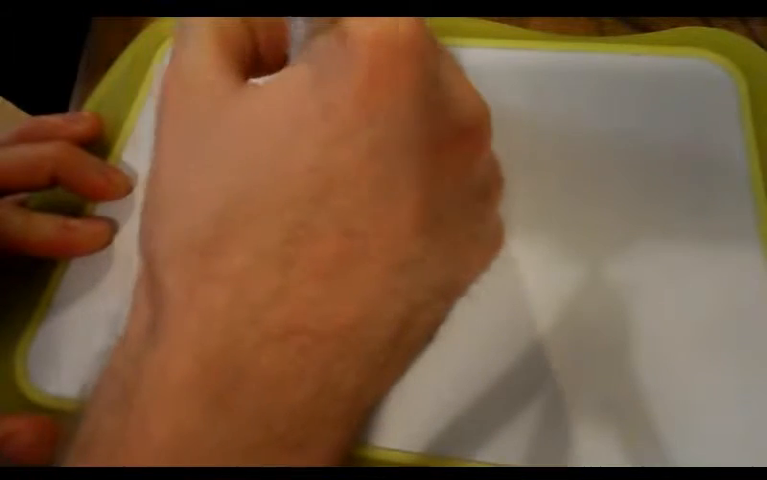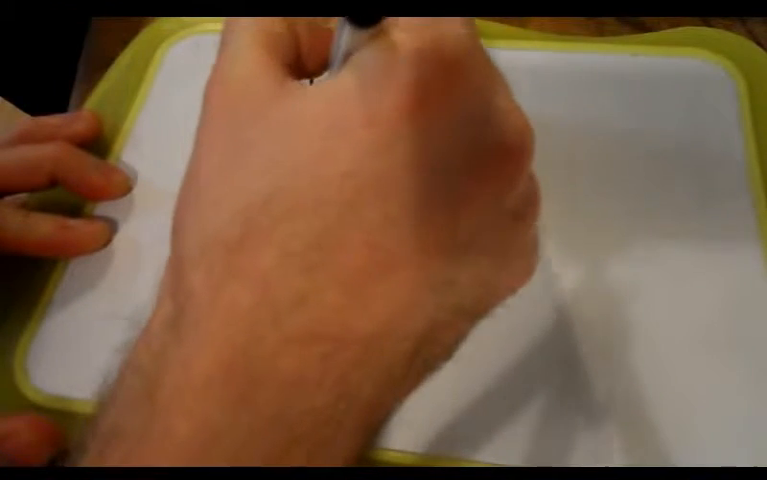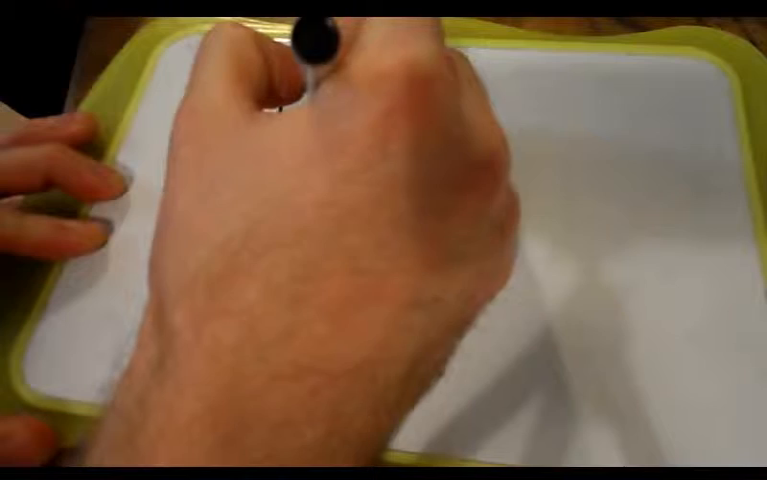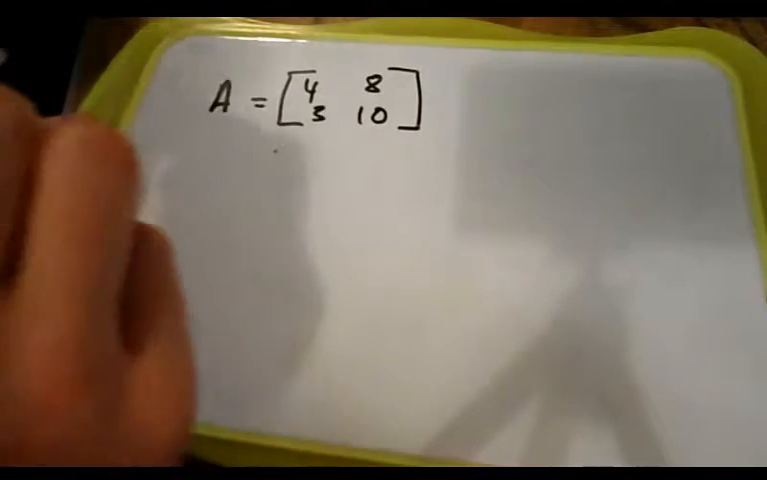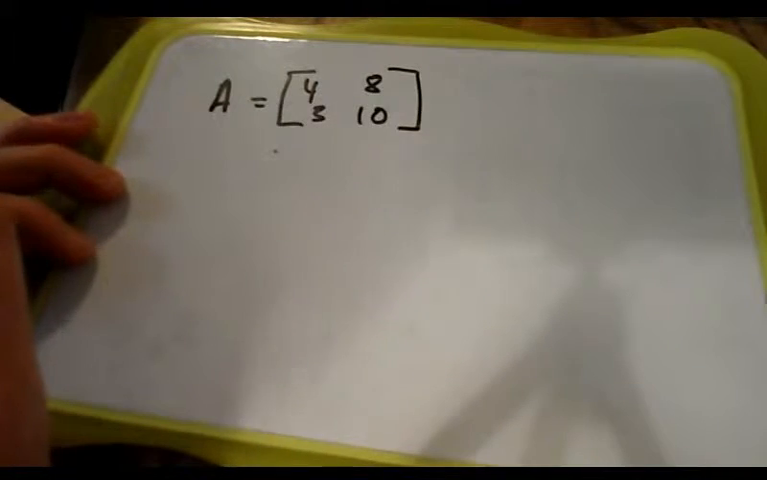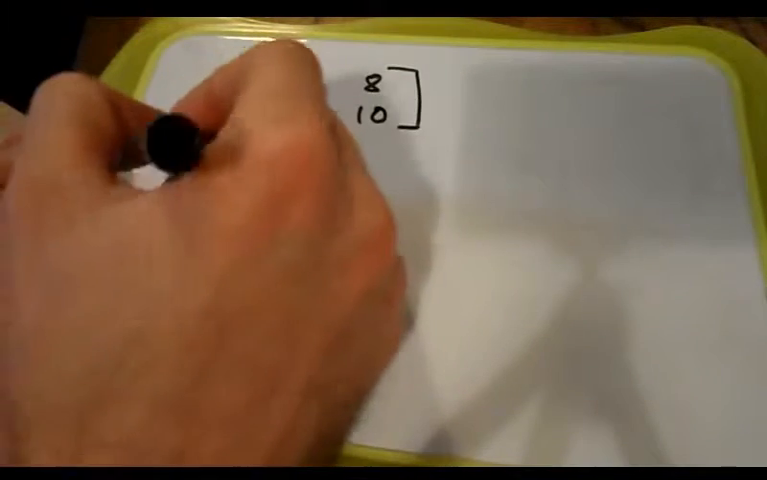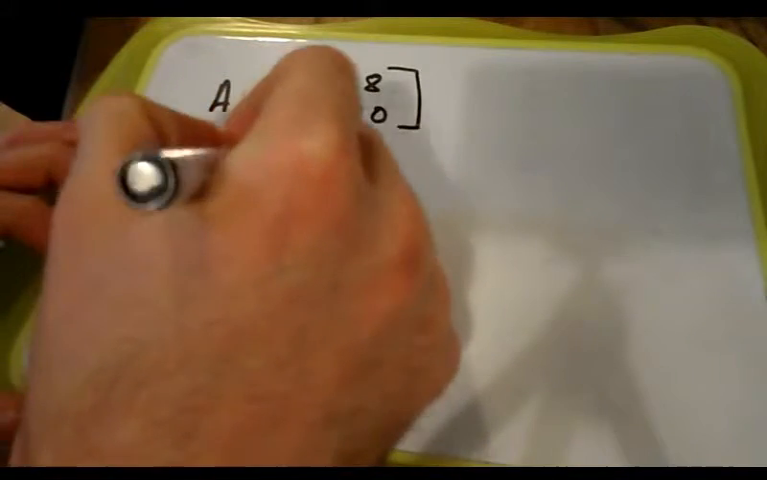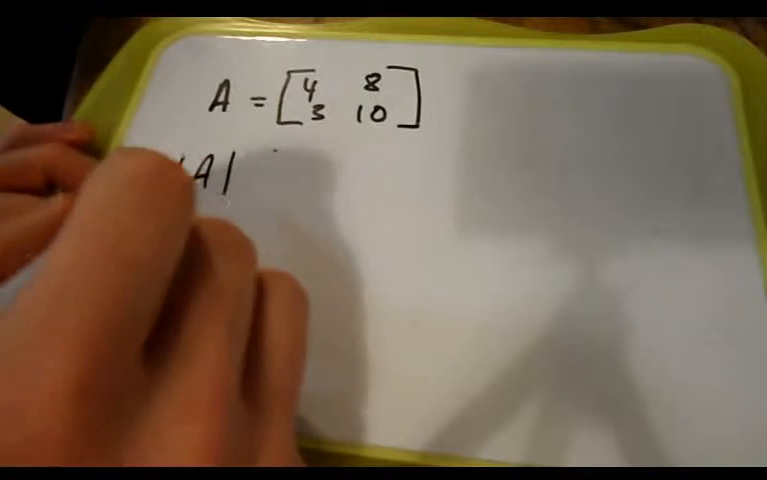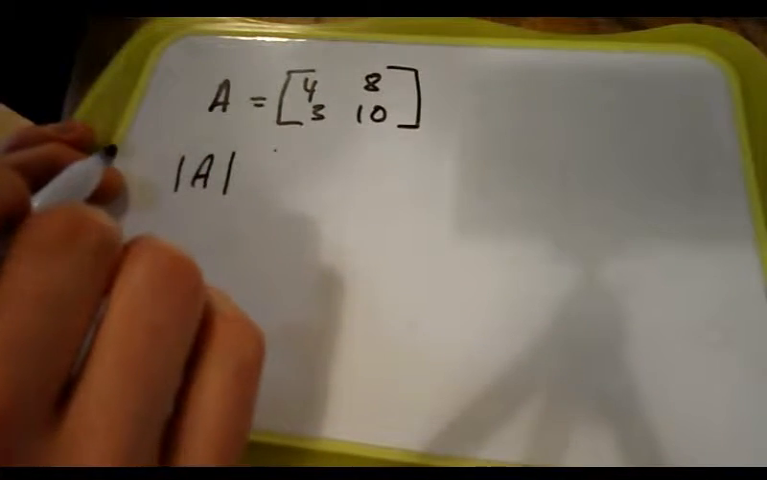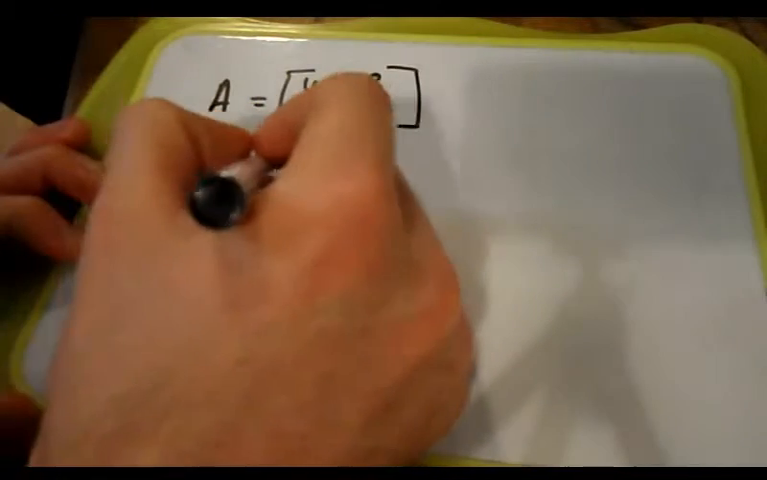So we have a 2 by 2 matrix A. Say it's 4, 8, 3, 10. We want to find the determinant of A, which we use this symbolism for. Usually we use this for absolute value, but with two bars on either side, in this case it means the determinant.